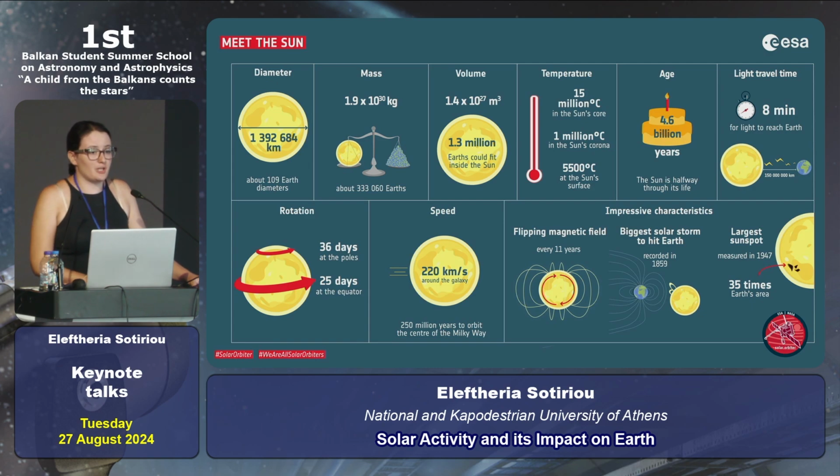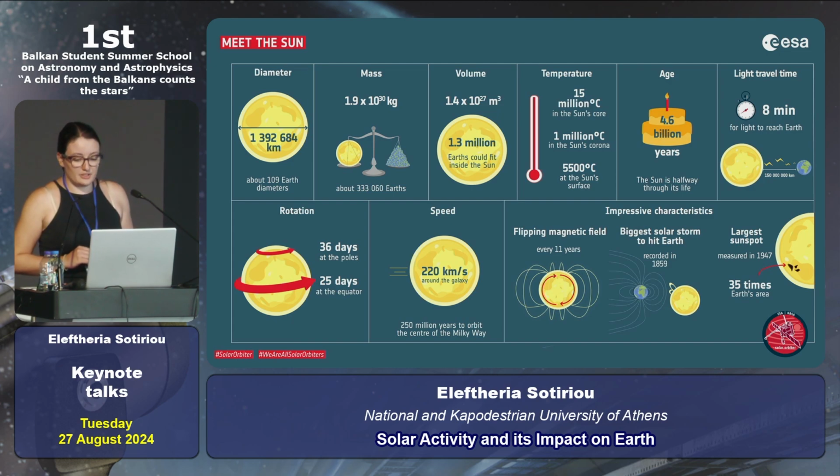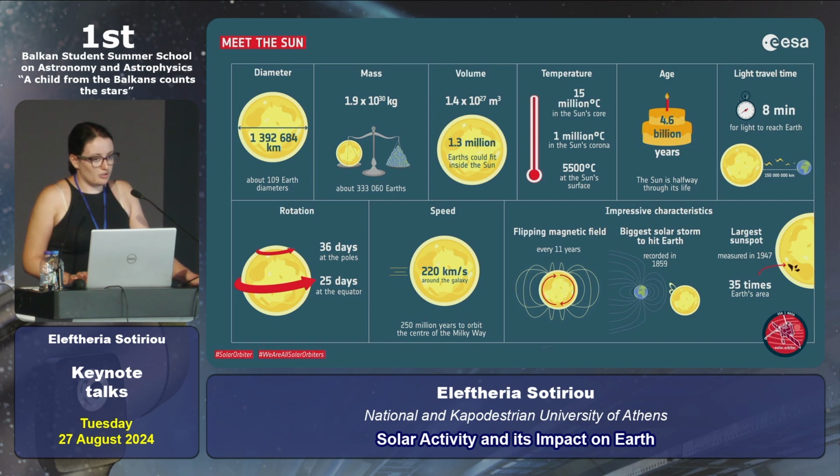Another important piece of information before we move on from this slide is that the distance between the Earth and the Sun is 150 million kilometers, and as you also heard before, the light from the Sun needs 8 minutes to travel this distance and reach our eyes on Earth.